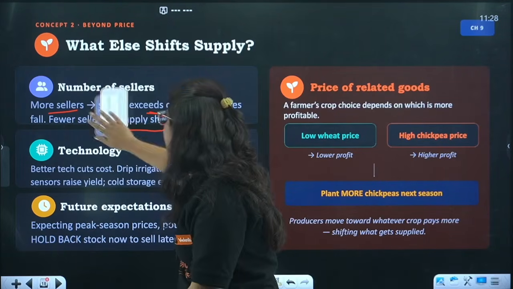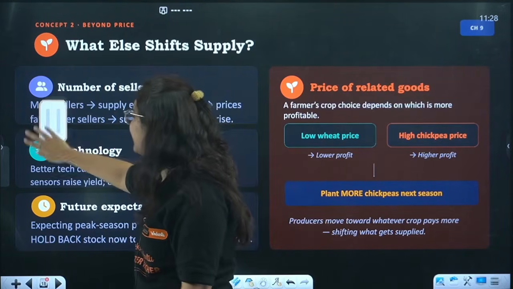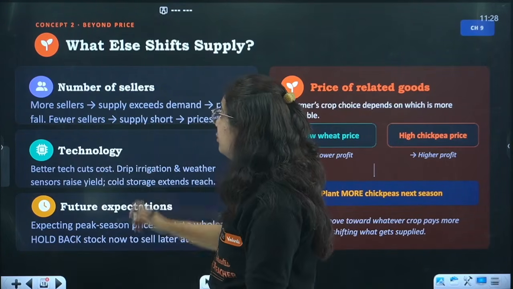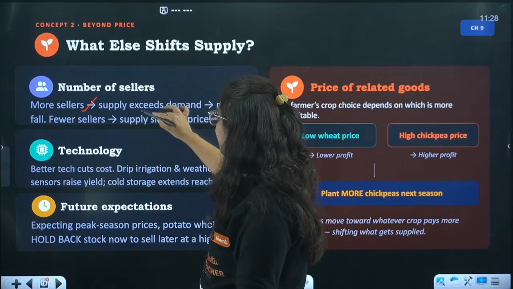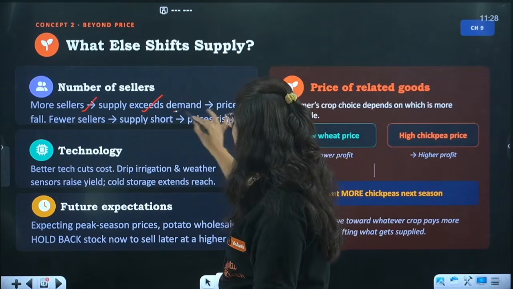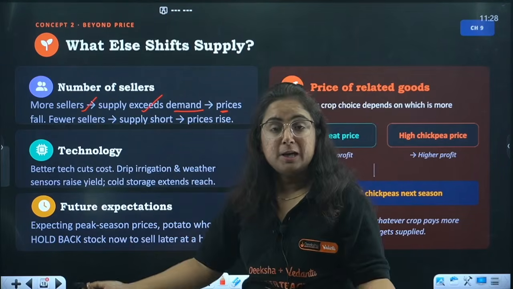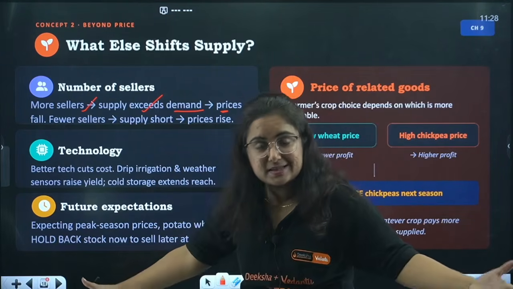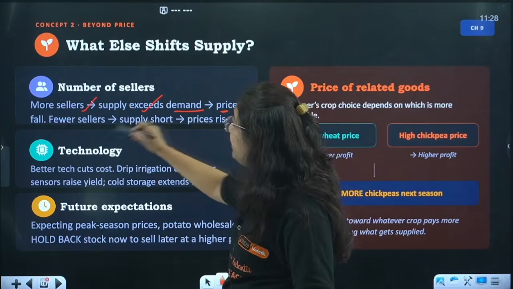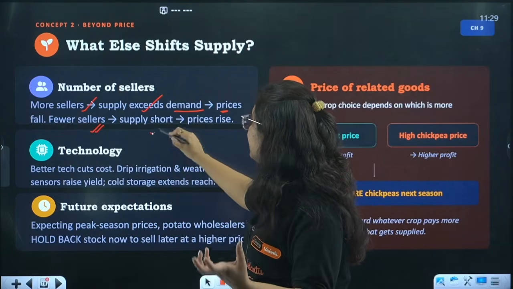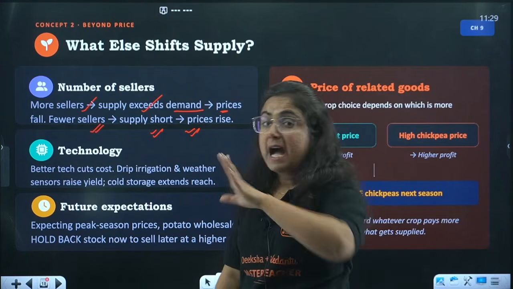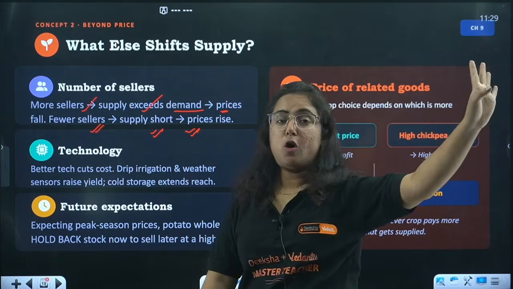Let's read it once again, beta. When there are more sellers for a product in the market, the supply will increase. When the supply increases, it exceeds demand and the prices fall, because you are flooding the same thing in the market. Now what happens whenever there are fewer sellers for a product? Supply falls short and the prices rise. One factor is this. I am talking about this irrespective of the law of demand and supply.